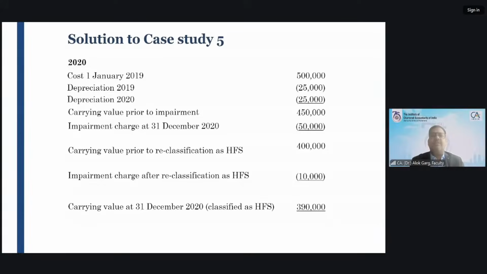Just tell me one thing, and you are absolutely right, Saminathan. So friends, if this asset was not classified as held for sale, then of course this 10,000 would not have been there, this 390 would not have been there, but this impairment charge of 50,000 still has to be there. Yes or no? Yes, sir, it will remain. It will remain in the cost model.